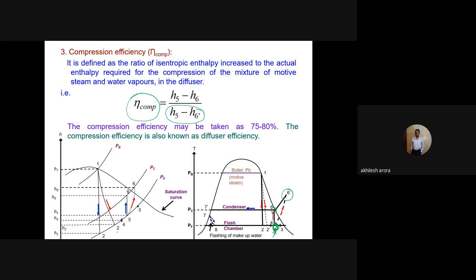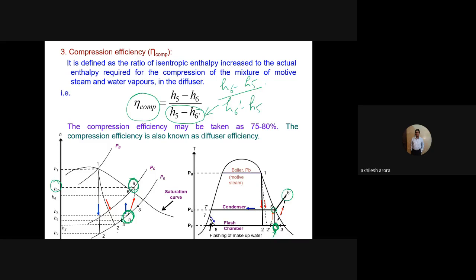is given by, it's I think wrongly written. It should be written as, though it will not create any problem, it should be written as h6 dash. Okay, just a minute. Yeah, h6 dash minus h5, and above it should be h6 minus h5. You can see it here. Say 6, the enthalpy is h6. h5, this is low value of the enthalpy.